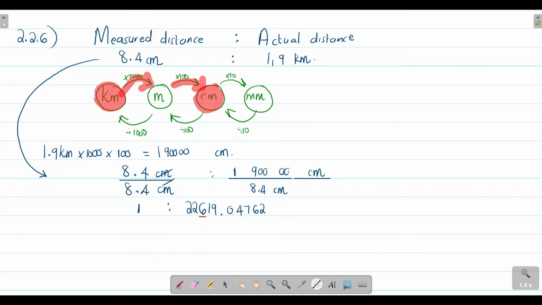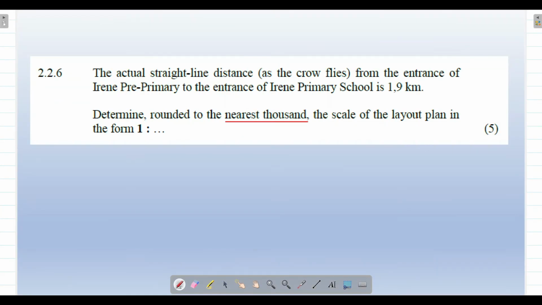Okay, so this six is going to tell us what we need to do to that two. Because this six is greater than 5, it tells us that when we round off to the nearest thousand, this 2 needs to turn to a 3. So then our final answer will be 1 is to 23,000. And we've now rounded off our answer to the nearest thousand.